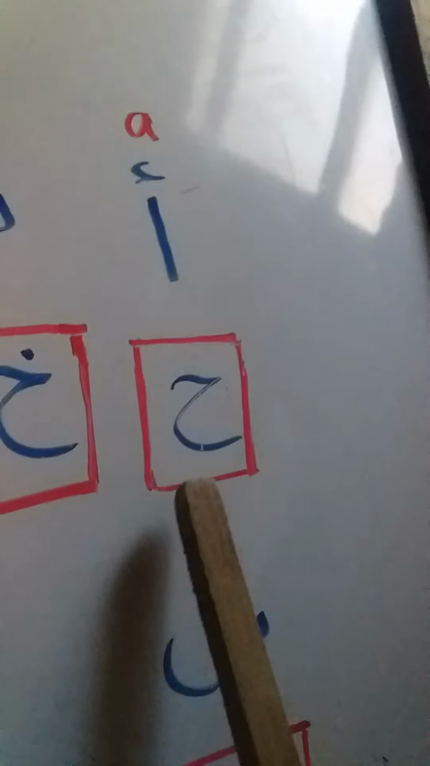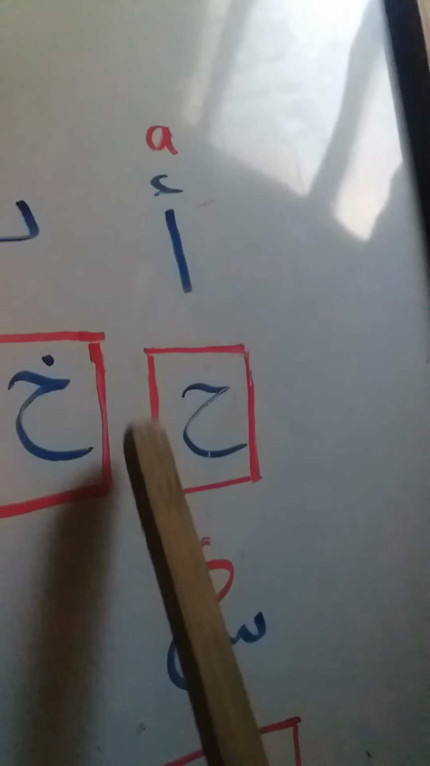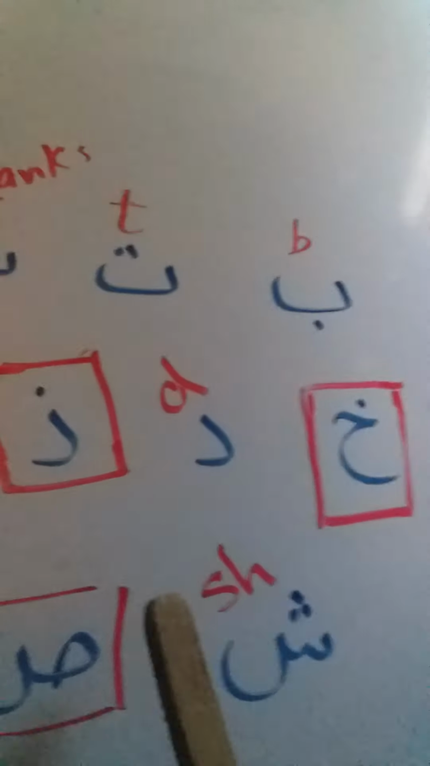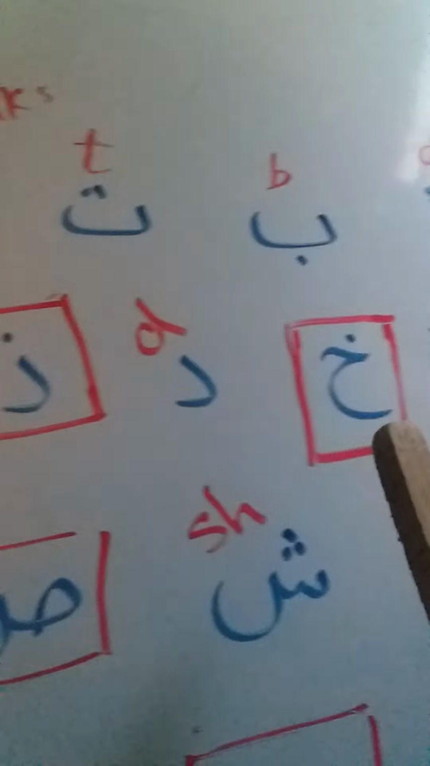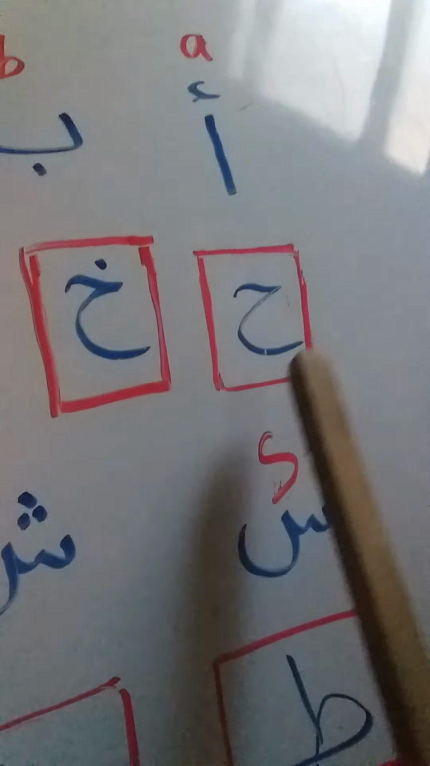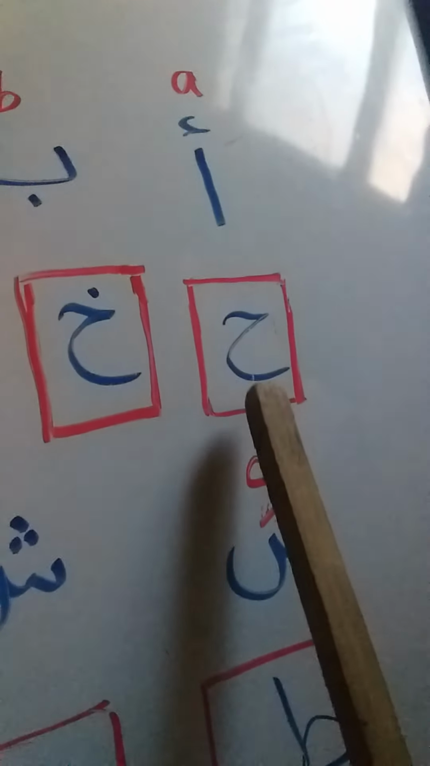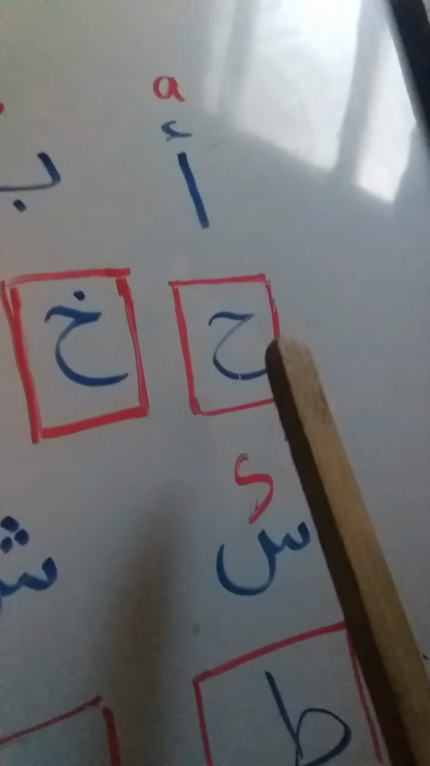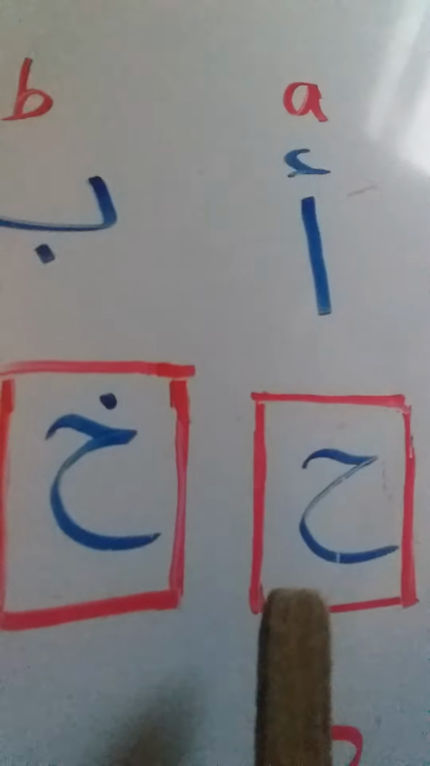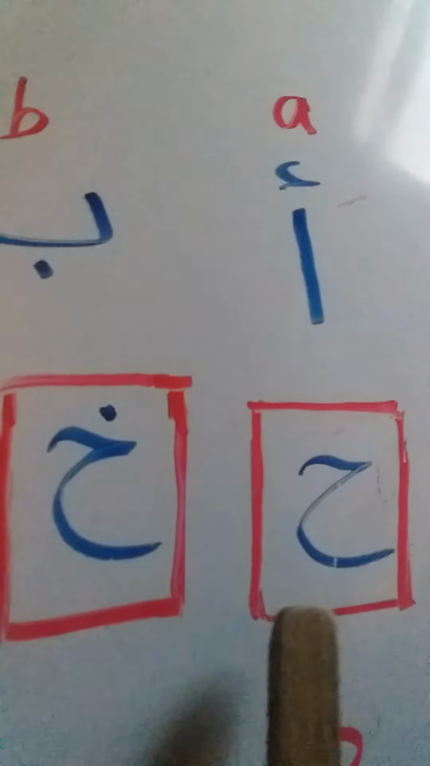This letter is called Ha. And I put it in a square because it has no sound in English. Letters in squares have no sound in English. Like Ha. It's a sound that comes from the deepest part of the throat.